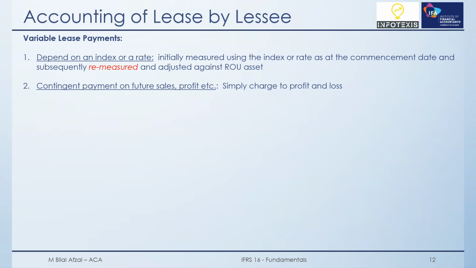So in the subsequent years, when we remeasure the lease liability, if the lease liability is increased, we will debit the right of use asset by that amount and increase the lease liability, and continue this cycle every year.